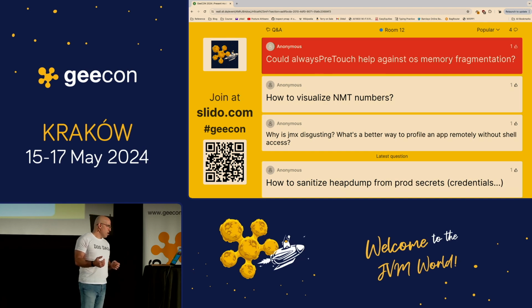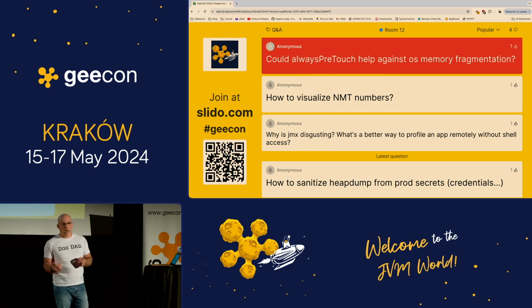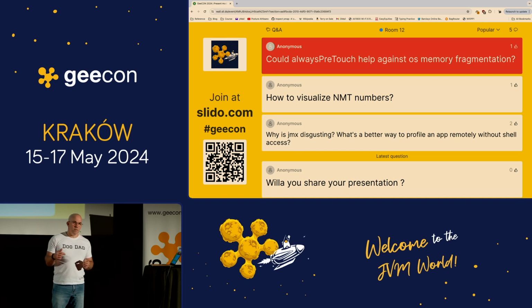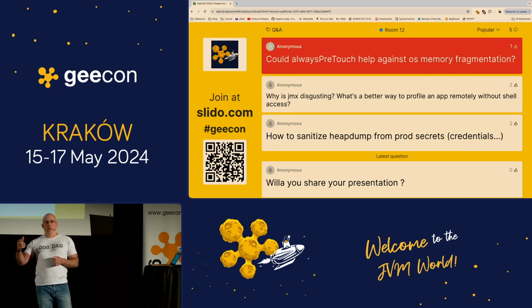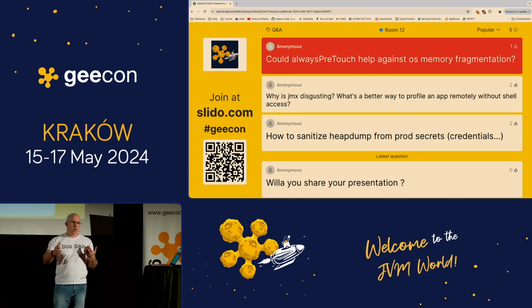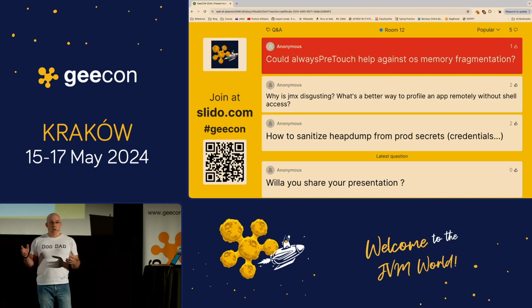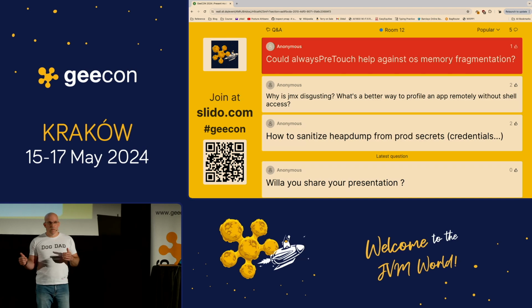Always pre-touch: does it help against OS memory fragmentation? I have to admit, I haven't heard of OS memory fragmentation as an issue. What I see people struggle with is they try and understand their RSS, they haven't set always pre-touch, and then the heap is 8 gigabytes, the RSS is 1 gigabyte, but it keeps growing because you keep working your way through the heap and touching it, and life becomes a bit more complicated. But also in a container environment, potentially you're just going to explode later, so I'd rather you explode early.